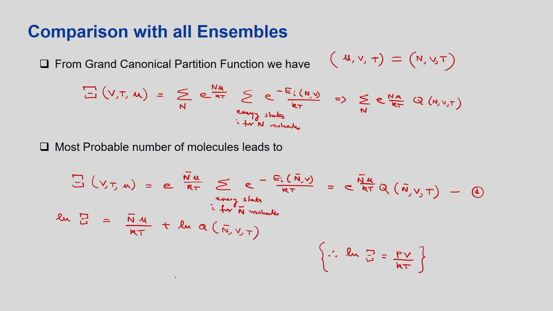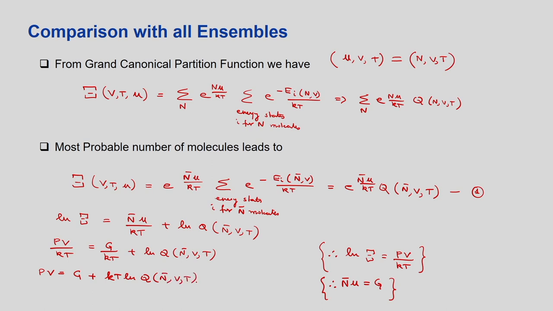So it means I will get, and another thing I can also do, n bar into mu I can also write as capital G, Gibbs free energy. So I will get this as PV by kT, and this n bar mu is G by kT plus ln Q, but only for the most probable value, the average number of molecules. Now let us multiply this by kT on both sides. If you do this, you will get PV equal to G plus kT ln Q of n bar VT.